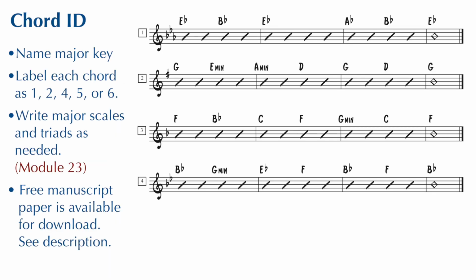At the bottom of page 92, we have this chord progression identification exercise. We have 4 chord progressions. Your job is to name the major key for each progression, and then identify each chord as the 1, 2, 4, 5, or 6 chord. If you need to, you can write out your major scales and their triads, and that's what I'll be doing when I go through the answers.